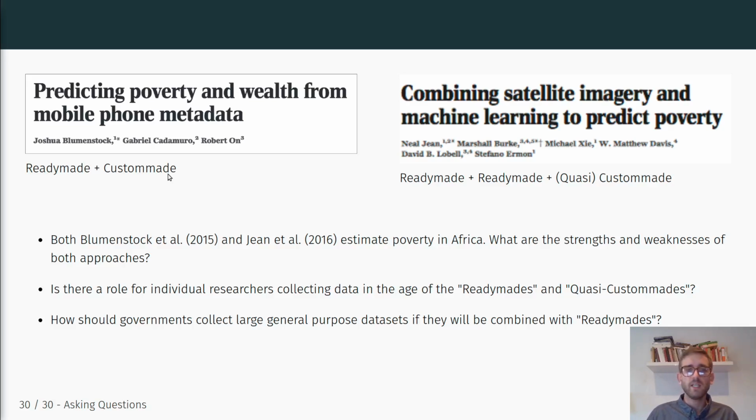And then more generally, given that a lot of governments collect large general purpose data sets, for example, census data and things like that, another important question to think about is how should governments collect these large general purpose data sets if they will be combined with ready-mades, right? So on the one hand, to allow social science research, but also, I mean, there might be potential problems and issues that develop related to privacy and things like that.